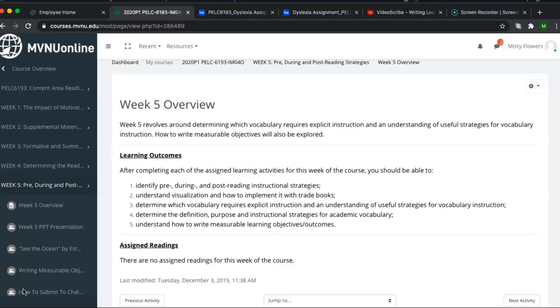Determine which vocabulary requires explicit instruction and an understanding of useful strategies for vocabulary instruction. You'll be able to determine a definition, the purpose, and instructional strategies for academic vocabulary. And you will be able to write measurable learning objectives and/or outcomes. You have no assigned readings for this week.